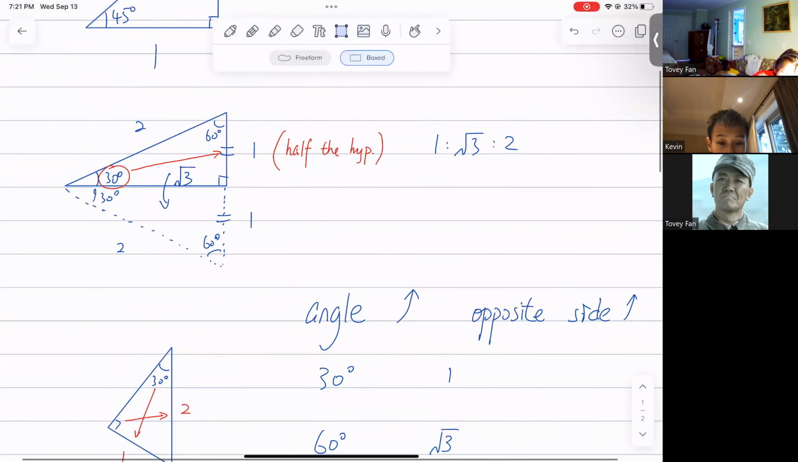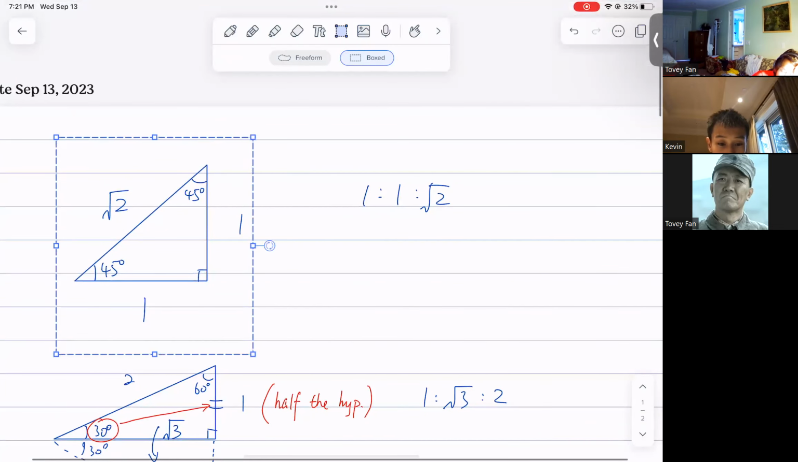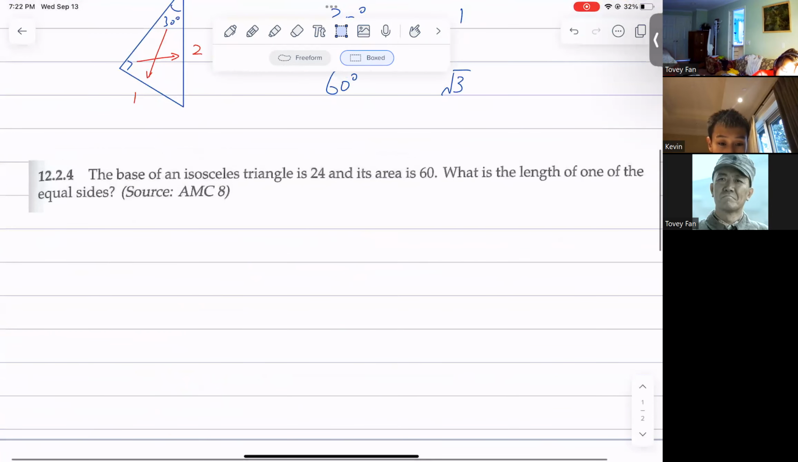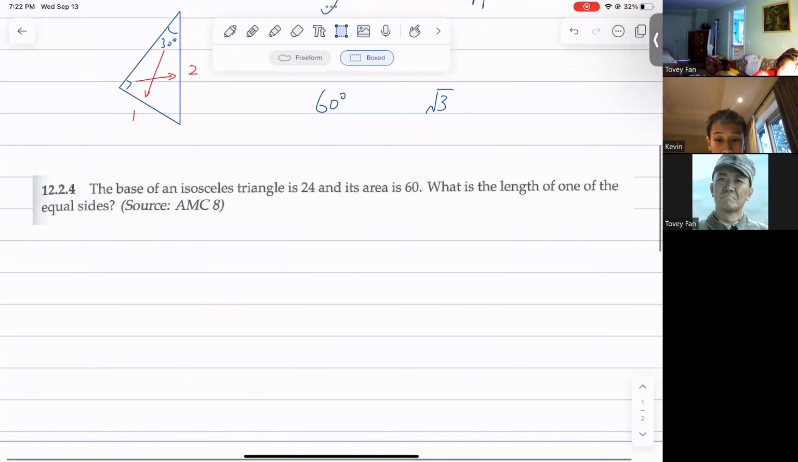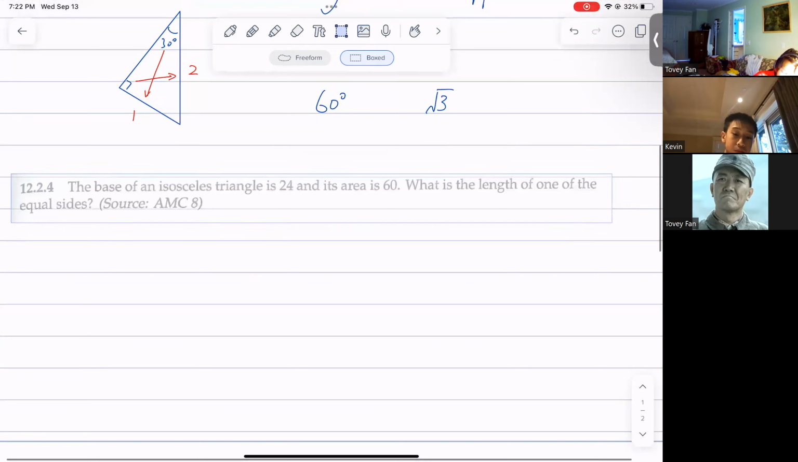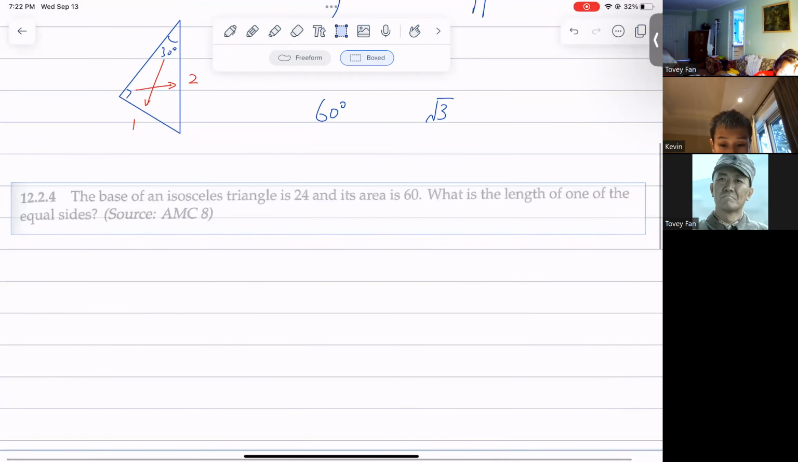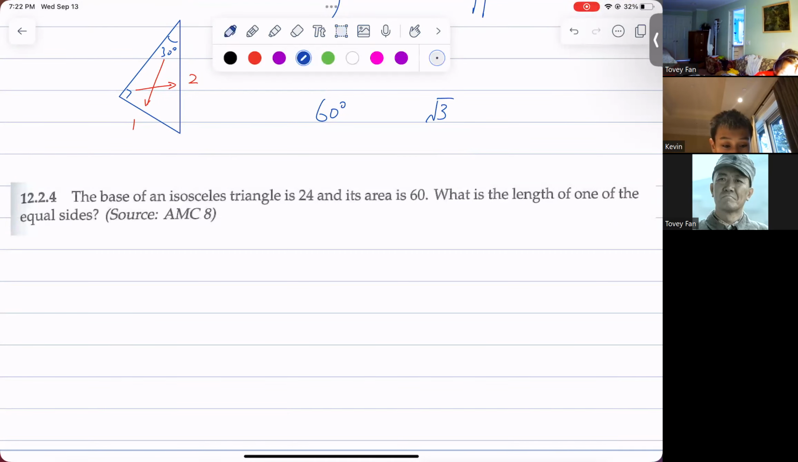Again, you see, it's 1, 1, root 2. Right triangle. Not only just isosceles, but right triangle, okay? In this question, did it say it is an isosceles right triangle? No. It didn't say, right? So we draw this diagram like this. Height is 5, base is 24, okay?